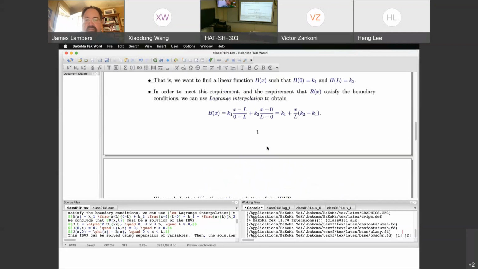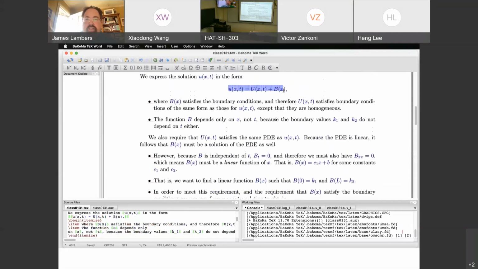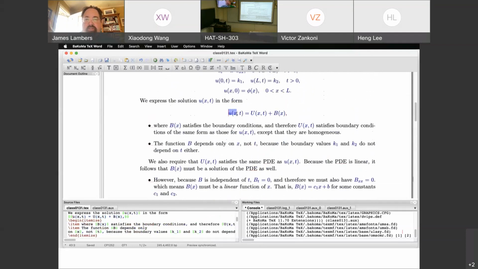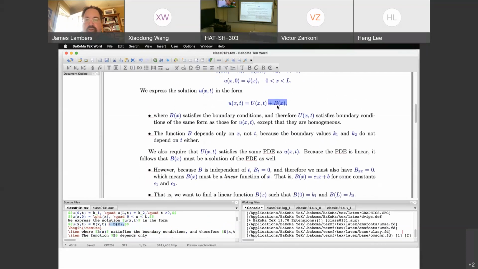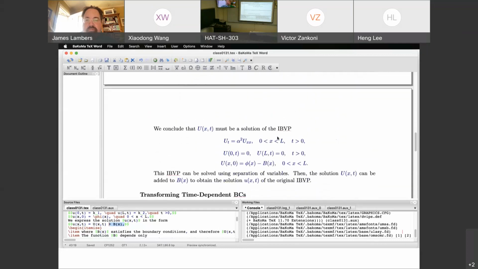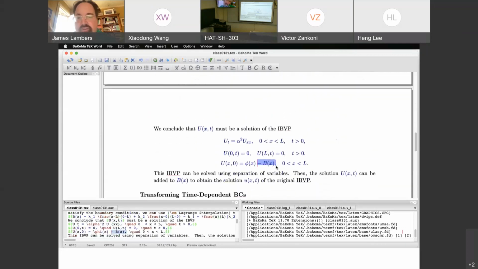But because of this relationship, in other words, capital U is equal to little u minus B, and that's true for all time. So if I plug in t equals 0, I would get 5x over here, which is the original initial condition. And then to get capital U of x, 0, to solve for that, I need to take this term and move it to the other side. So when you find your function capital B of x, you must remember to subtract it from the initial condition to get the original initial condition for the new problem.